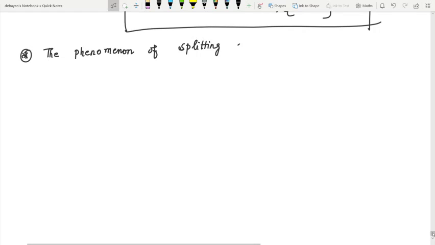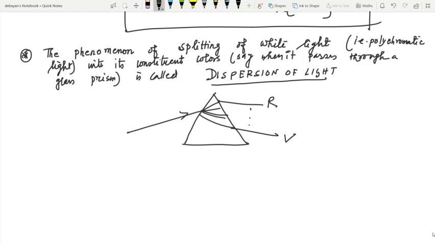You will get red, and this is violet. So the thing is that when white light falls on a prism, the emergent light will consist of different colors like violet, indigo, blue, and so on. The red suffers less deviation, whereas the violet will suffer much more deviation. That we will find in the experiment.